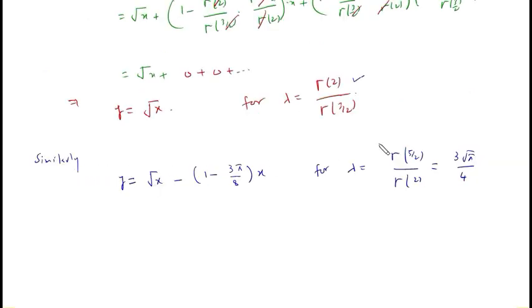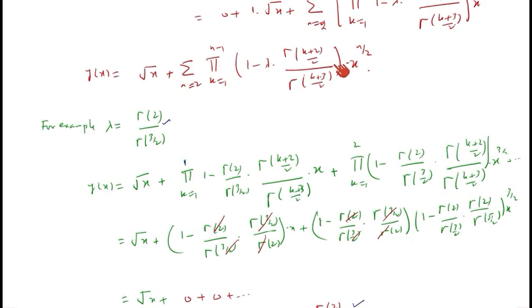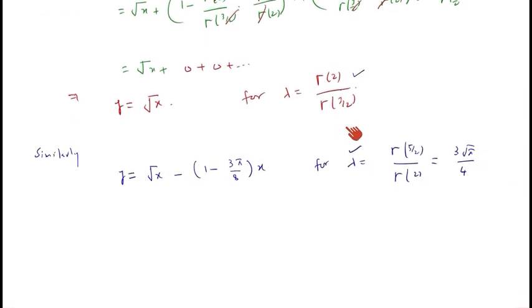Similarly, if we take the value of lambda as gamma 5 by 2 over gamma 2, which can be simplified to 3 times square root of pi over 4, this infinite solution will reduce to only two terms, which is y equal to square root of x minus 3 pi over 8 into x. So these special values of lambda significantly reduce the infinite terms to just a finite number of terms.